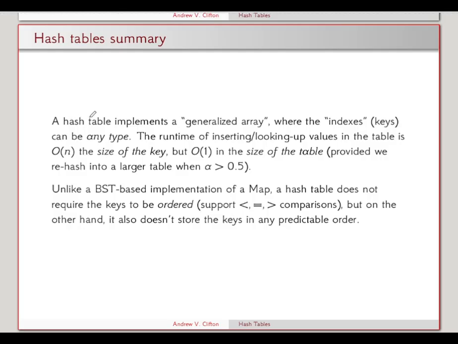All right, to sum it up, hash tables implement a generalized array. The keys can be basically anything. The runtime of inserting and looking up values is O of n in the size of the key, because our hash function has to loop over the characters in the key, but it's O of 1 in the size of the table. It doesn't depend on the number of things that we've inserted into the table. Unlike a binary search tree, we don't require the keys to support ordering, so they don't have to be something we can compare with less than, equal to, or greater than. But on the other hand, if you look through the table array, you won't find the keys in any particular order. So that's a hash table.